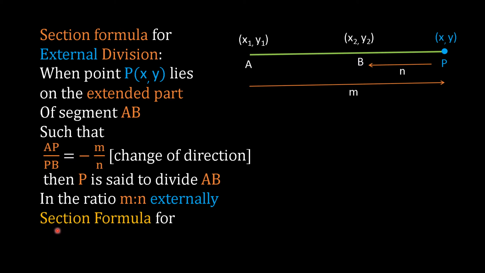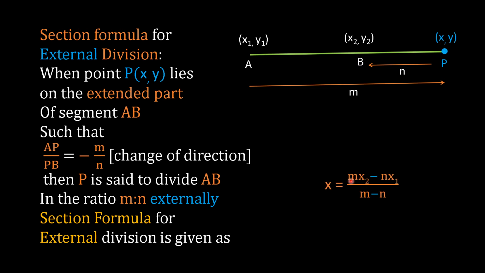and the section formula for external division is given as the x coordinate of P is (mx2 - nx1) upon (m - n). Please note the negative sign in the numerator and denominator, and the y coordinate of P is given as y equals (my2 - ny1) upon (m - n). Here also, please note the negative sign in the numerator and denominator.